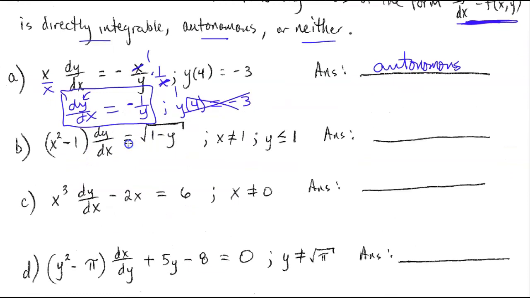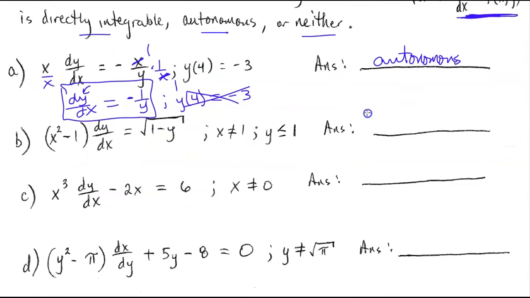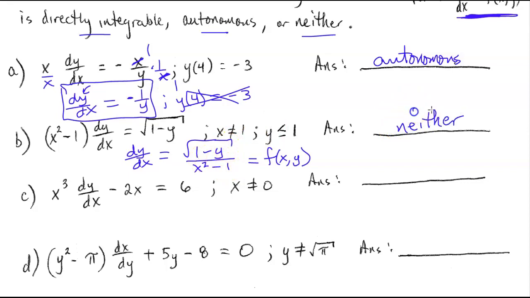All right, so let's look at the next one here. For this next one, of course, I could rewrite this as dy over dx is equal to the square root of 1 minus y, all that over x squared minus 1. And this indeed is just a function of x and y. No way I'm going to be able to simplify this. So in this case, this would be neither. Okay.